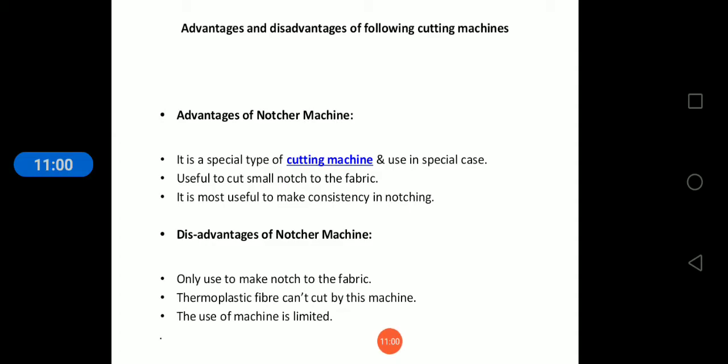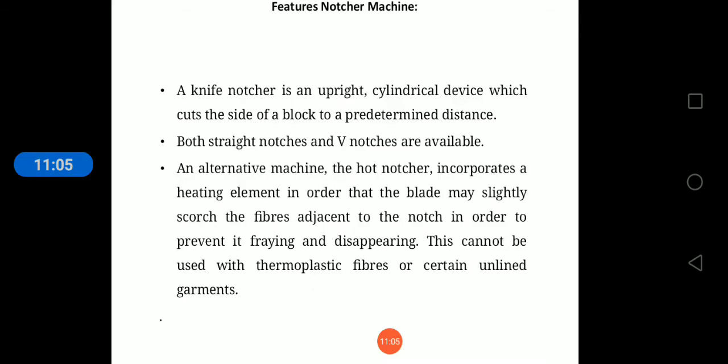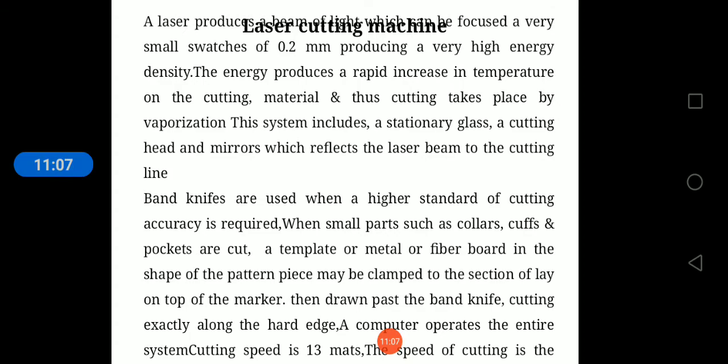And notches and laser treatment are also very advanced technologies. They are used in very special cases, and they are very consistent. And laser treatment has very high powerful energy, and it has very accurate cutting of collars, cuffs, hands and waists. It depends upon the reflecting of light rays.